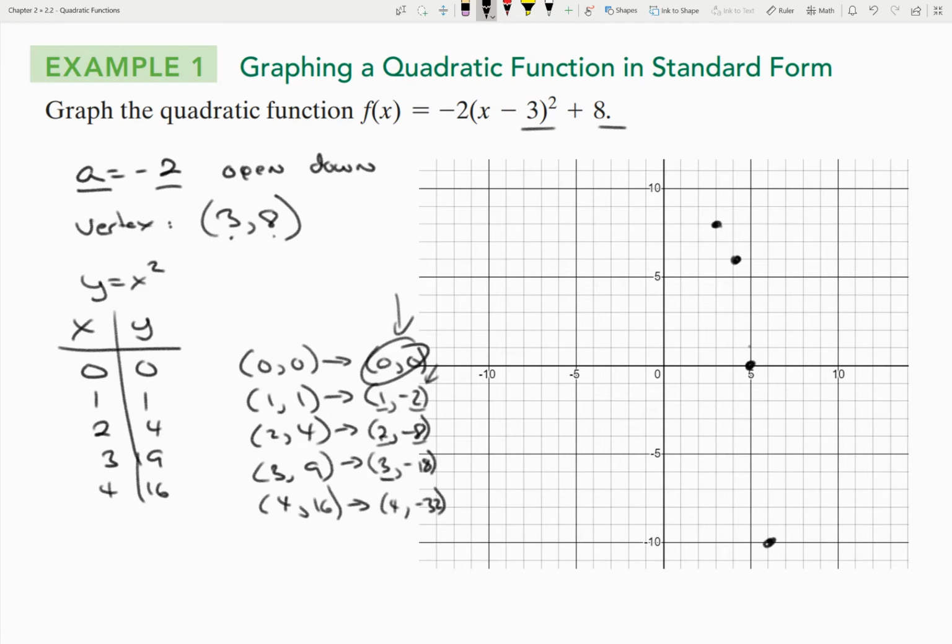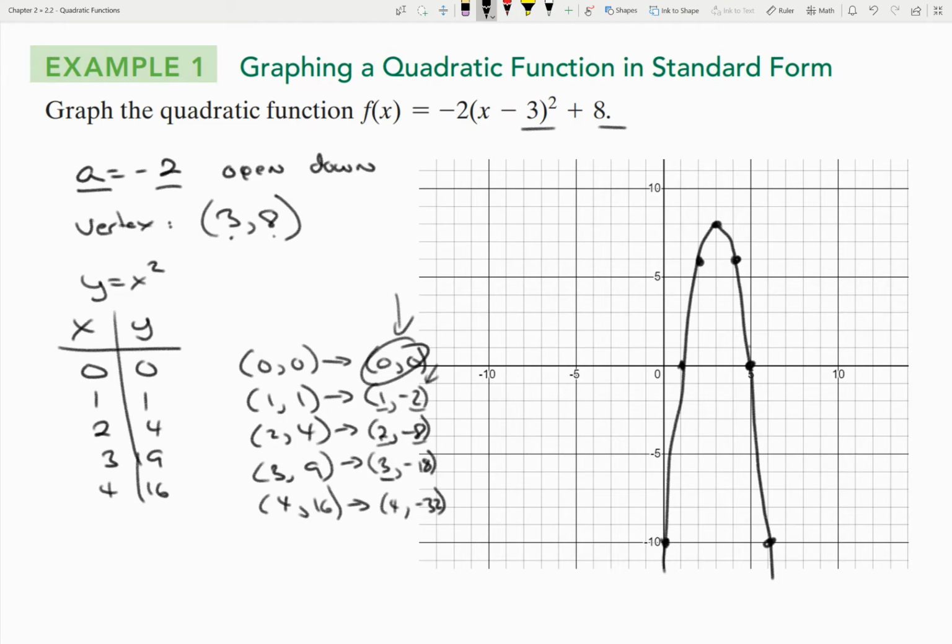Now, the good thing about graphing a parabola is you know that the vertex, this point, is the middle. That means every other one of these points is just reflected across that line. And now I have the graph of my parabola.